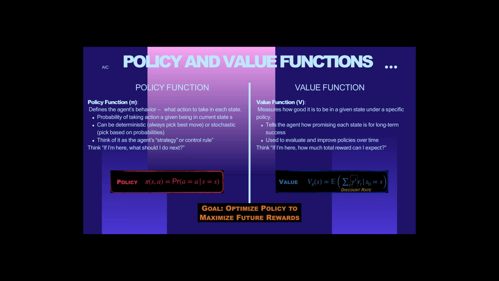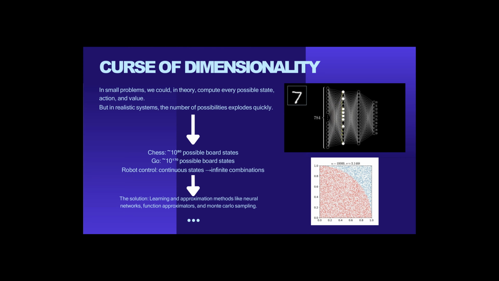In small problems, we could theoretically compute every possible state and action. However, in realistic systems, the number of possibilities can explode quickly. For example, in chess, there are about 10^80 possible board states. To tackle this complexity, we use learning and approximation methods like neural networks and Monte Carlo sampling. Slide 7, core concept and flow, Q-learning.